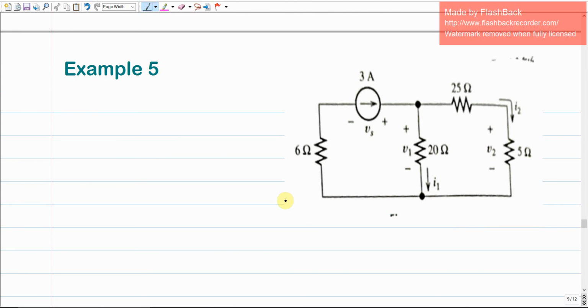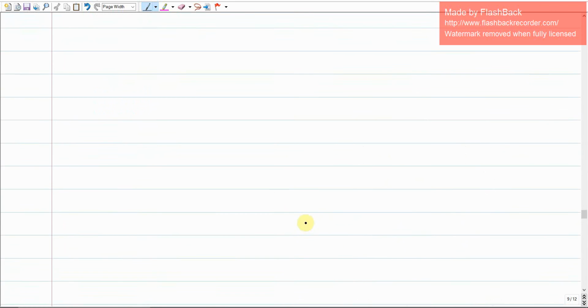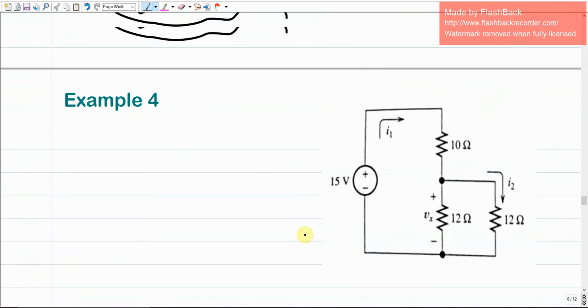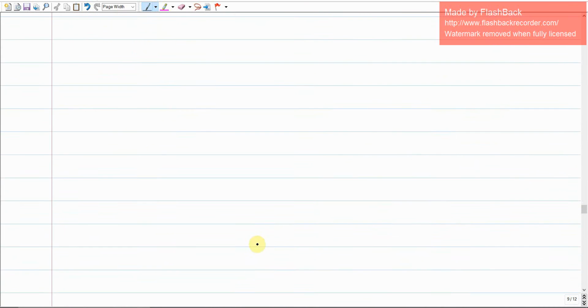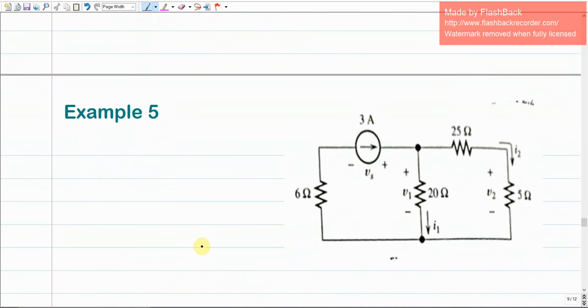Now let us move to example 5. I've skipped example 4 because it is very similar. You can try this one at home, no worries. Let us move now to example 5.